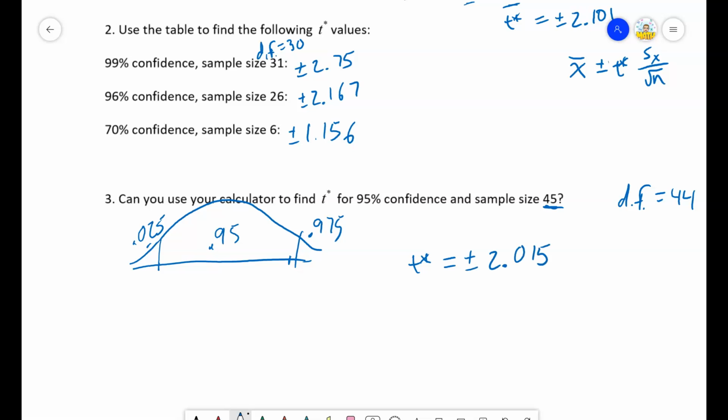Right. So that's your crash course in the t-distribution. We're going to need that in order to compute confidence intervals for means.